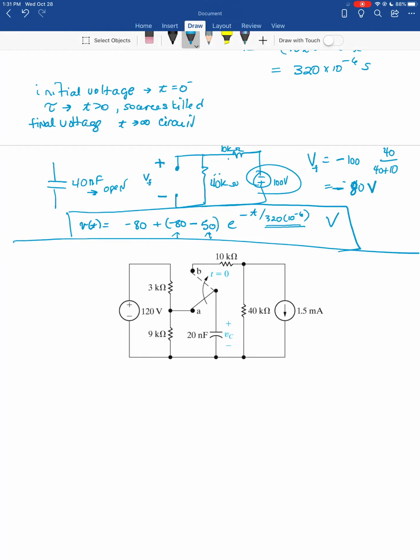Okay, similar circuit here. We'll work through it. Once again, we're trying to find the capacitor voltage, labeled in this way. So what do we have to do? We have to solve the circuit at t equal to 0 minus, where it's been sitting for a very long time. We need to solve for t greater than 0 with the source killed to find tau.